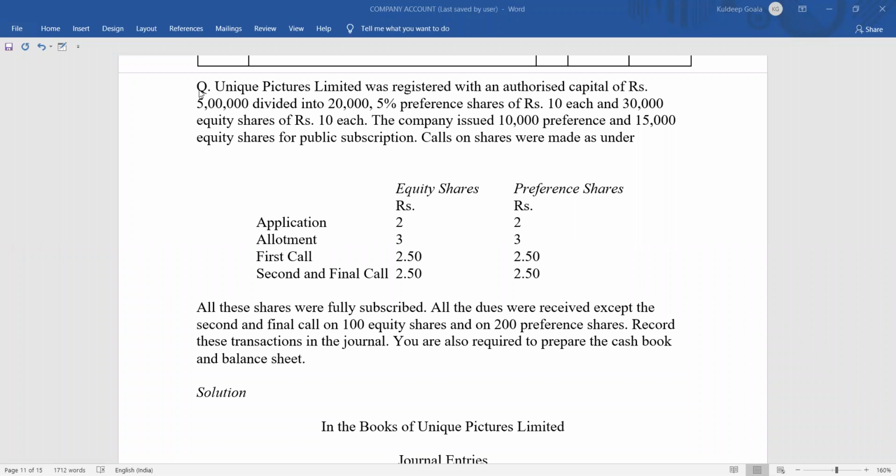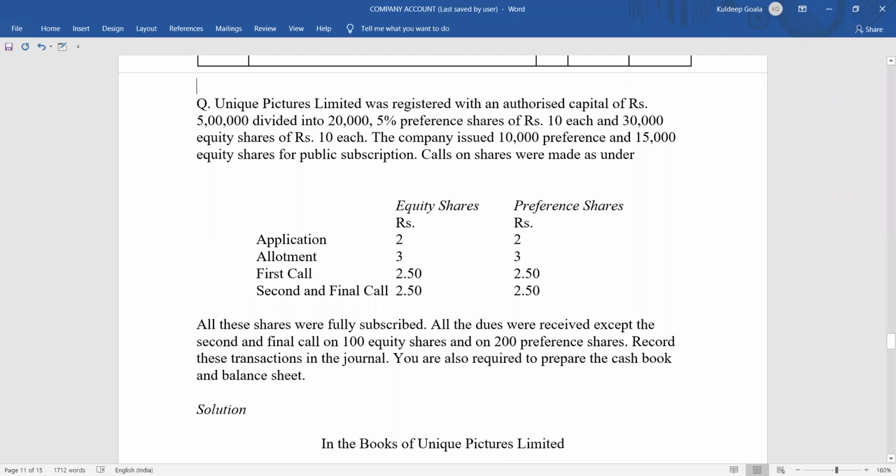Today we are going to continue with our existing chapter, that is accounting for company, where we are learning about accounting for shares. There are two parts in company accounts. One is accounting for shares, another one is accounting for debentures. Today we are going to learn accounting for shares, and in that we are going to take up a situation where there will be issue of shares at par.